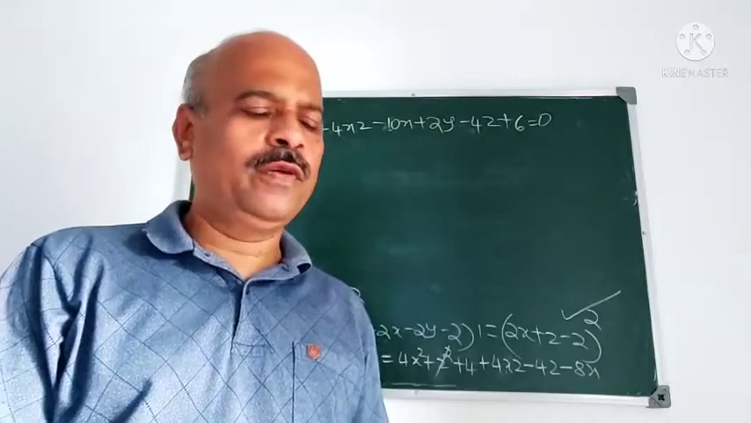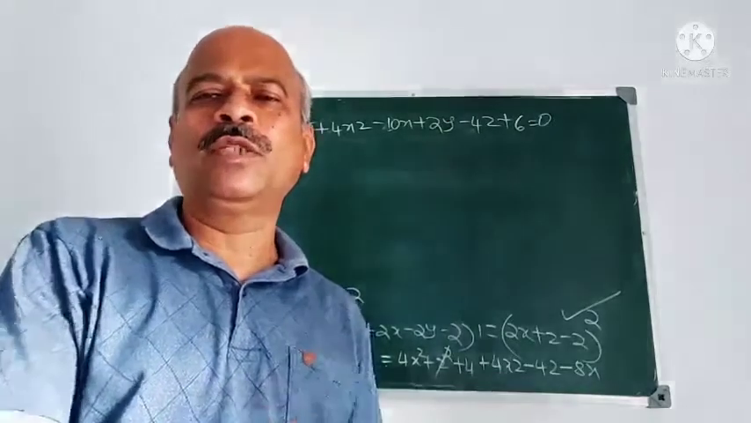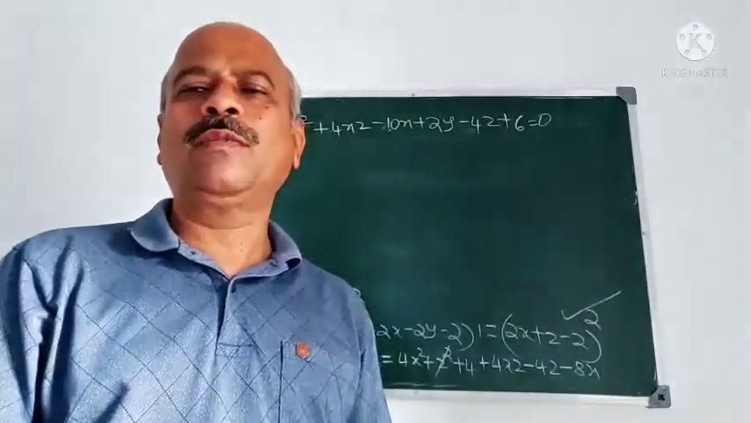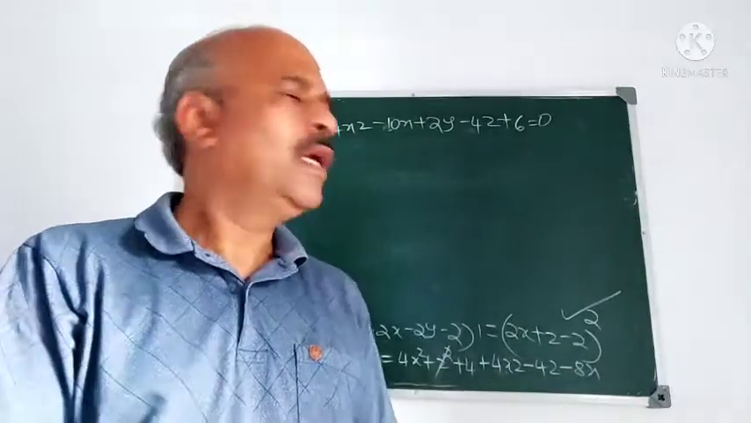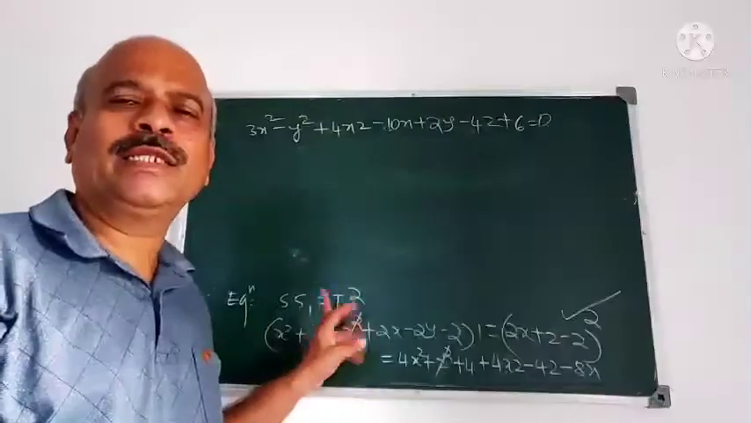I think all of you followed the derivation of the enveloping cone of the sphere, what is the definition of an enveloping cone of the sphere, and how to apply this formula: S S1 is T square.